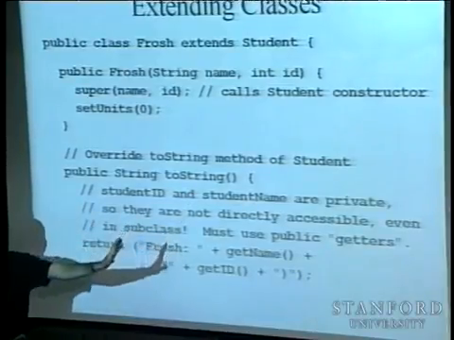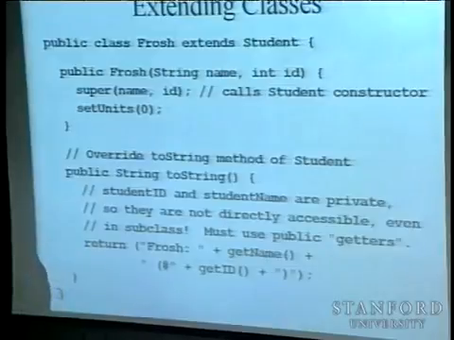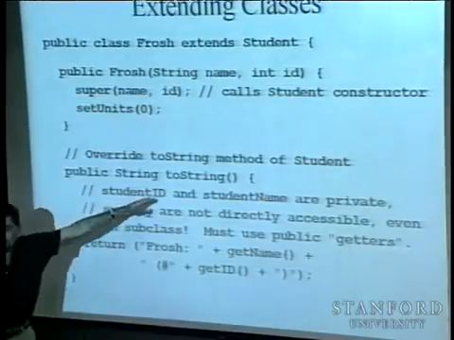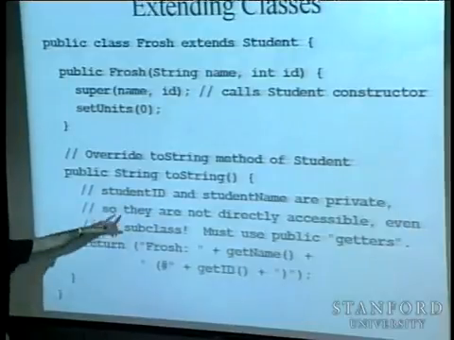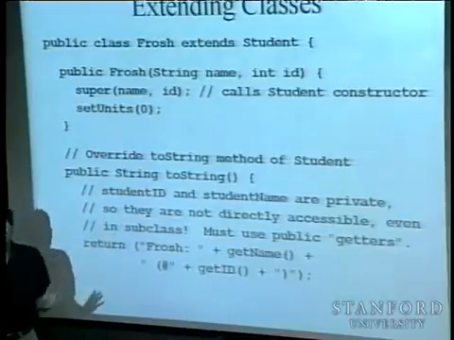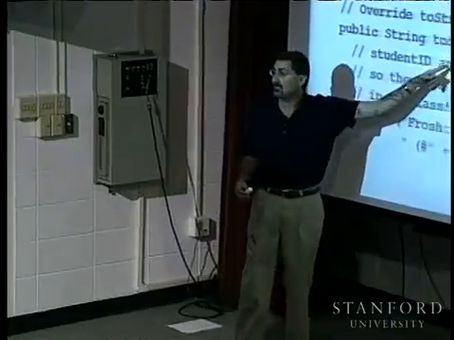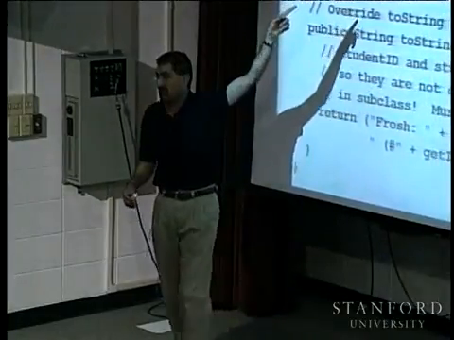The version that exists in the student is no longer germane for frosh. It's still germane, say, for sophomores or juniors who may not implement their own version of toString. But for frosh, it's going to call this version of it. So overriding just means forget about the old version. I'm sort of overriding it with my new funky version that's specific to this particular subclass.